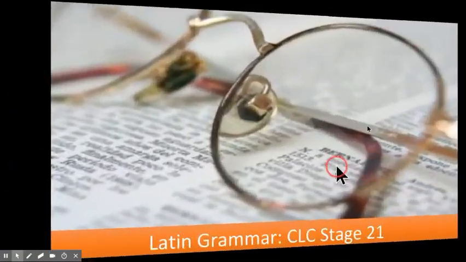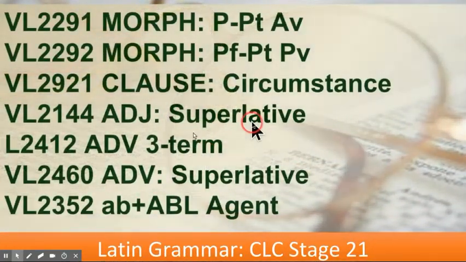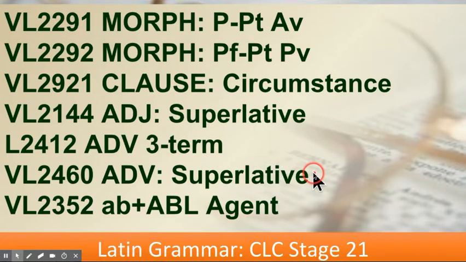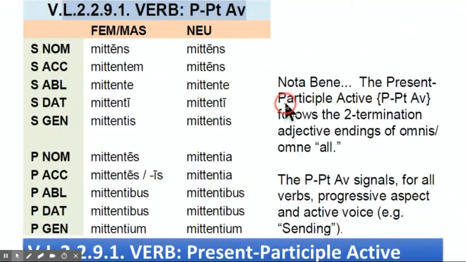In this Grammar Screencast, we shall be covering present participles, a review from chapter 20, adding perfect participles, talking about the elaborated circumstance clause, as well as talking about adjectives and adverbs. And then we'll finish up with ab plus ablative agent phrases with passive verbs. So let's start. This is from chapter 20.